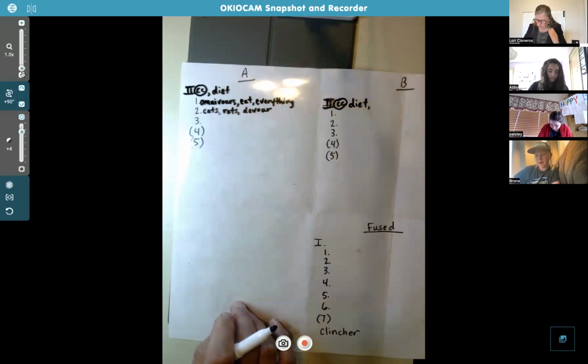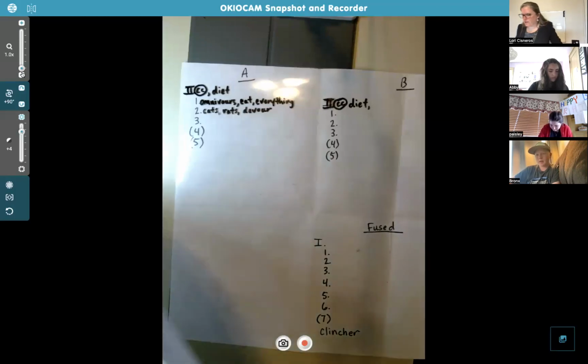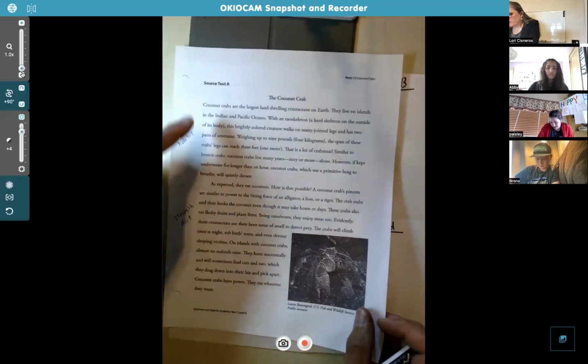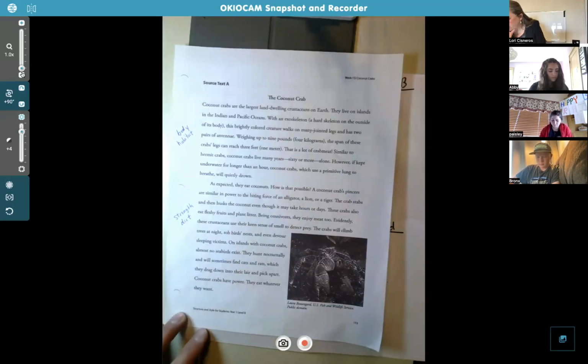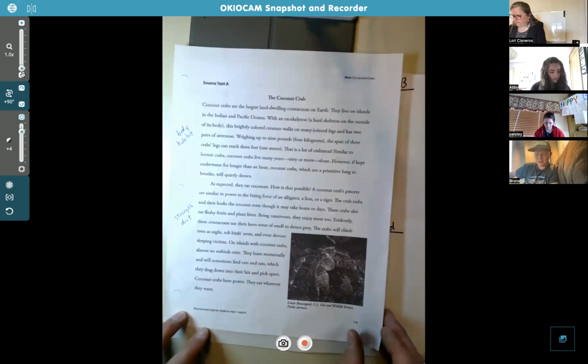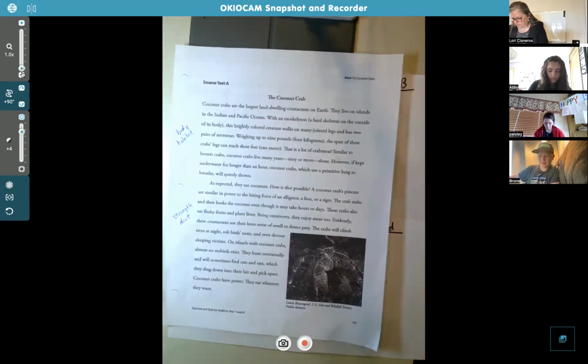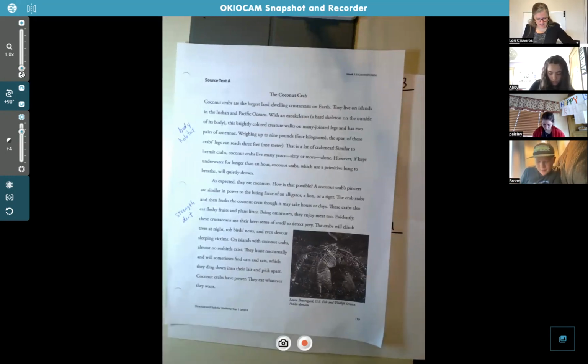The second paragraph of source text A. Correct. Yep, we're right here. Second paragraph, source text A. You're looking for information about their diet, like what do they eat or how do they eat? Well, they eat fruits and plants. Yeah, I think this is fleshy, I think, right by fruits. I believe that's what that word is.